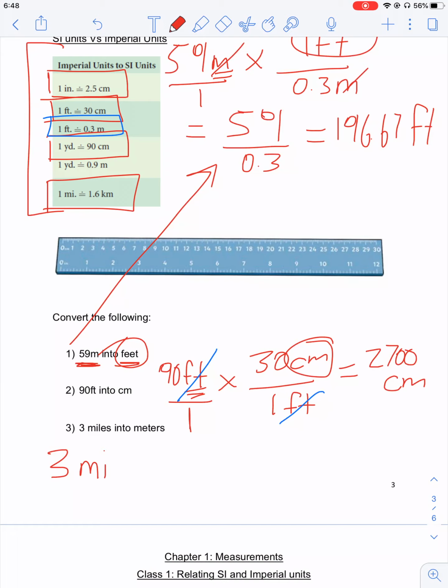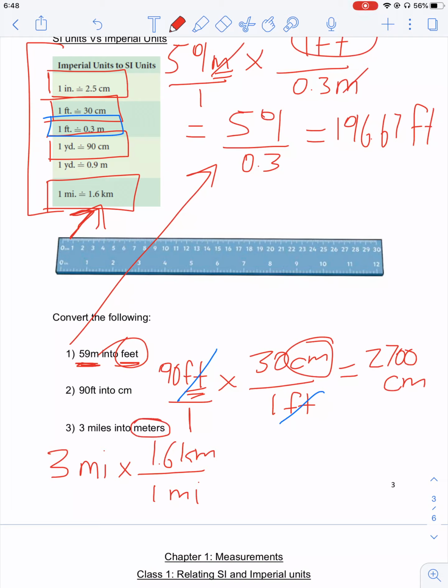So we're gonna use this ratio because this gives us the ratio between miles and kilometers, okay? So I know that my denominator has to have miles because then the miles and the miles will cancel, right? So I know that 1 mile is actually equal to 1.6 kilometers, right? But I'm not there yet because my final answer has to be in meters.